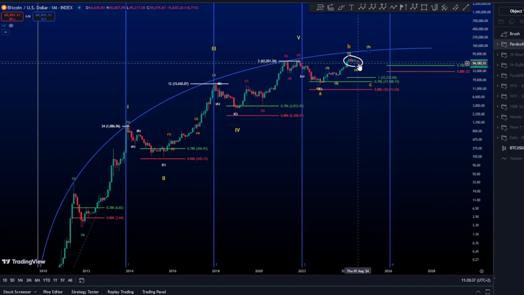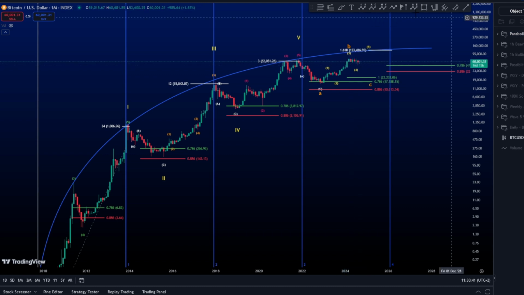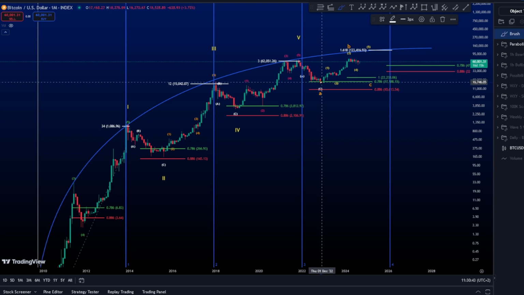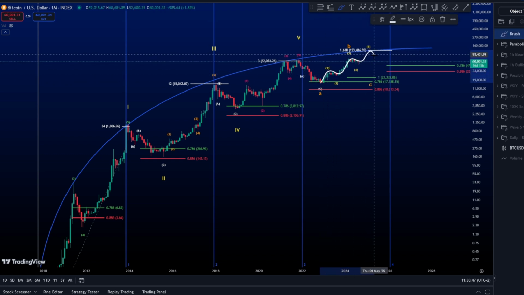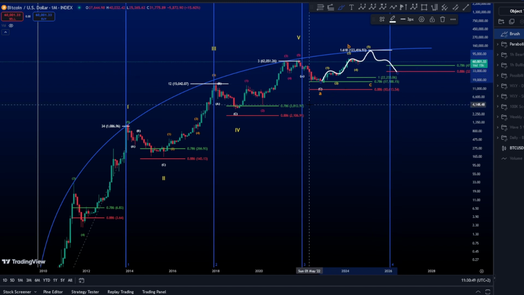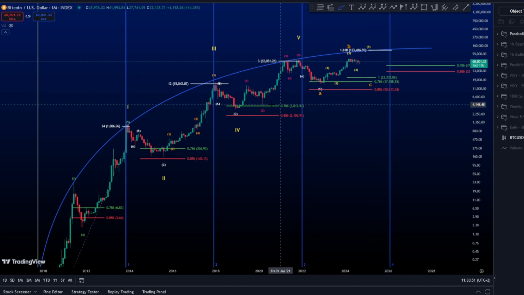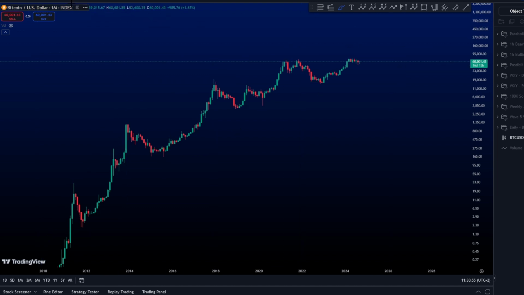And we are looking for another repetition of a cycle, where we are looking for an impulse towards the upside 1, 2, 3, 4, and 5, and then another correction towards the downside. Now that was for the monthly chart and the parabolic study.